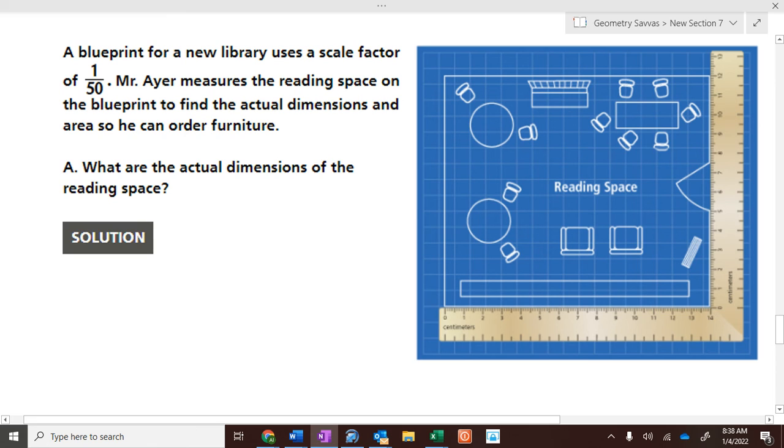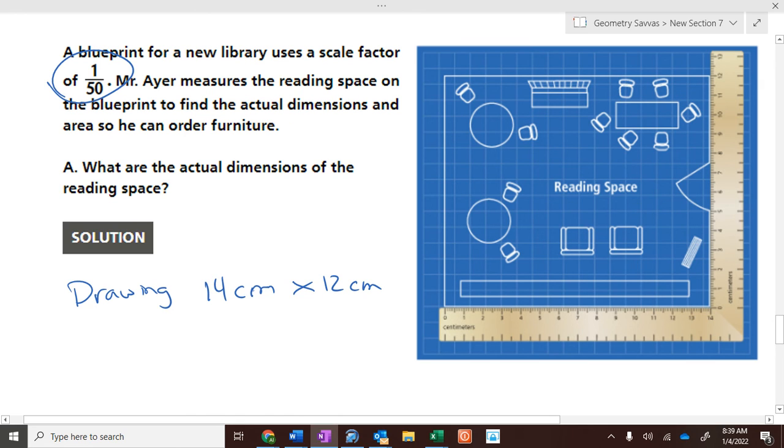Blueprint for the new library uses a scale factor of 1 to 50. Okay. Mr. Ayers measures the reading space on the blueprint to find the dimensions so he can order the furniture. What's the dimensions? Now, this is in centimeters. On the drawing, it is 14 centimeters by 12 centimeters. Okay? How much is the actual space? What's the size of the actual space?